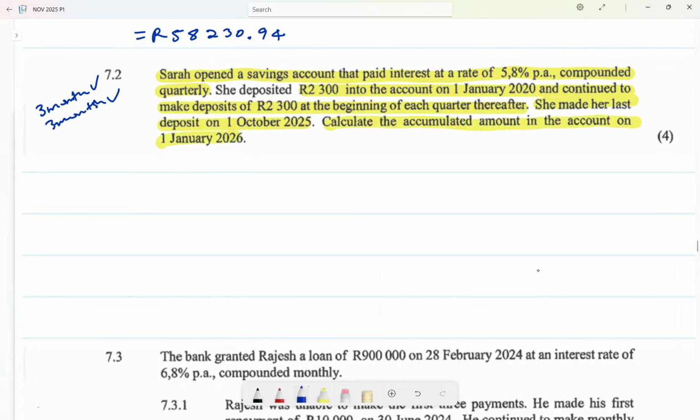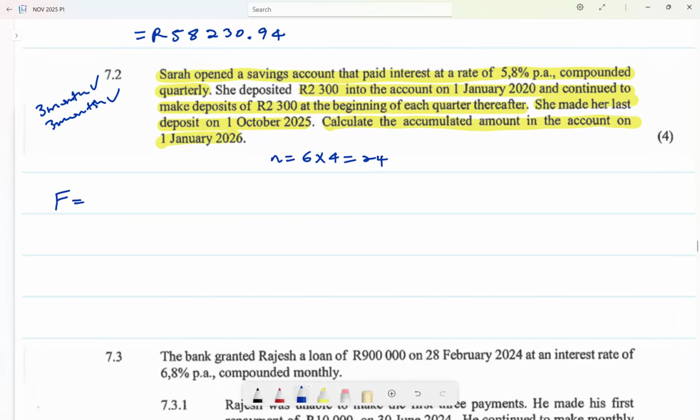Okay, well, 24 months later. So not 24 months later. From 1 January 2020, it is just 6 years. So n is going to be 6 years multiplied by quarterly, which is 4, which is just 24. Okay, yes.